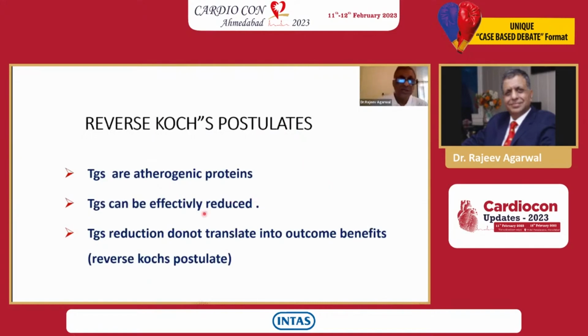I say Koch's postulates, you are all aware of them in terms of tuberculosis. I have tried to apply them. TGs are atherogenic. TGs can be effectively reduced. TG reduction does not translate into outcome benefit.